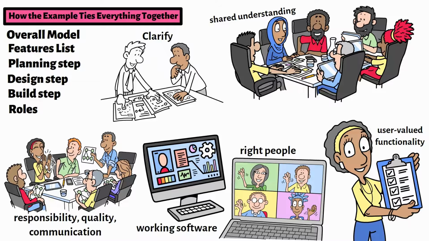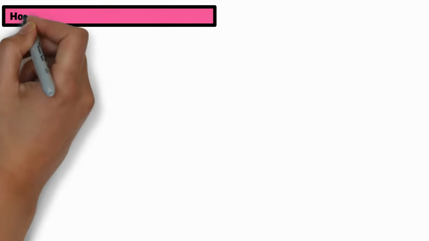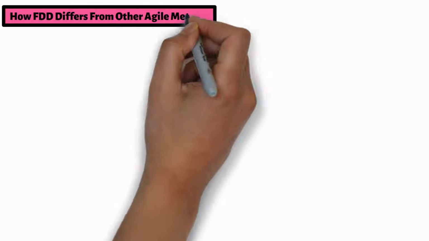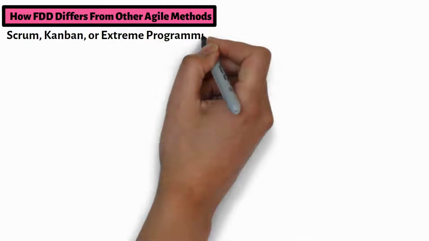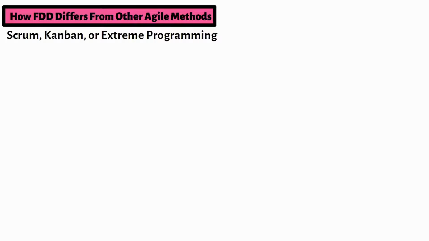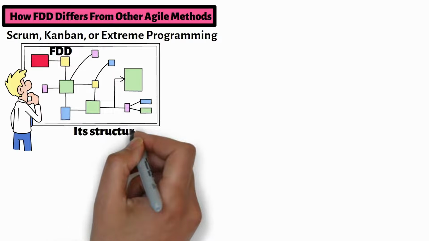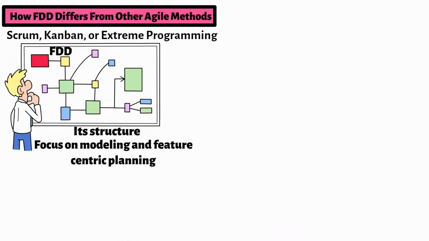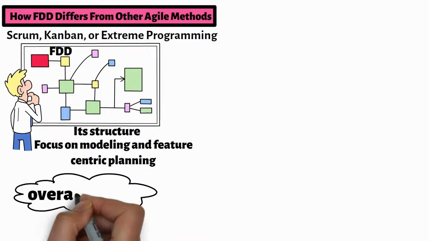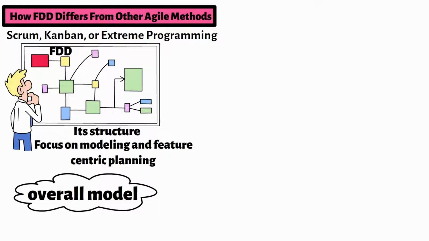Now that you understand how feature-driven development works, it is helpful to compare it with other Agile methods you may already know, such as Scrum, Kanban, or Extreme Programming. Each Agile method has its strengths, but FDD stands out because of its structure and its focus on modeling and feature-centric planning. FDD begins with an overall model of the business, which creates a shared understanding before development begins. This modeling activity is optional or minimal in many other Agile methods, but in FDD it is a core requirement.